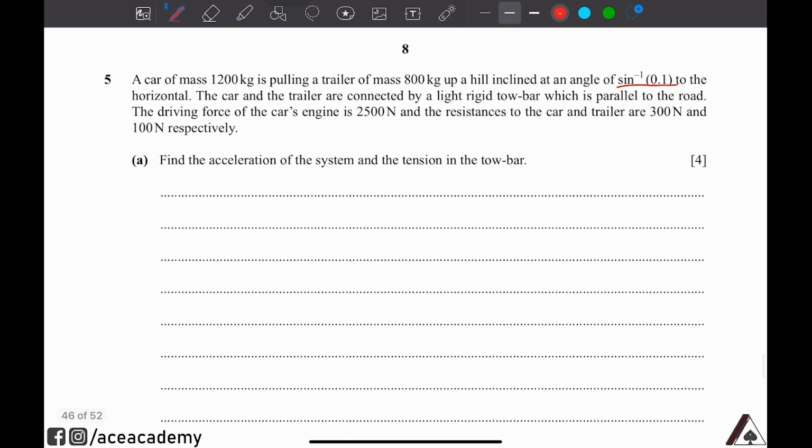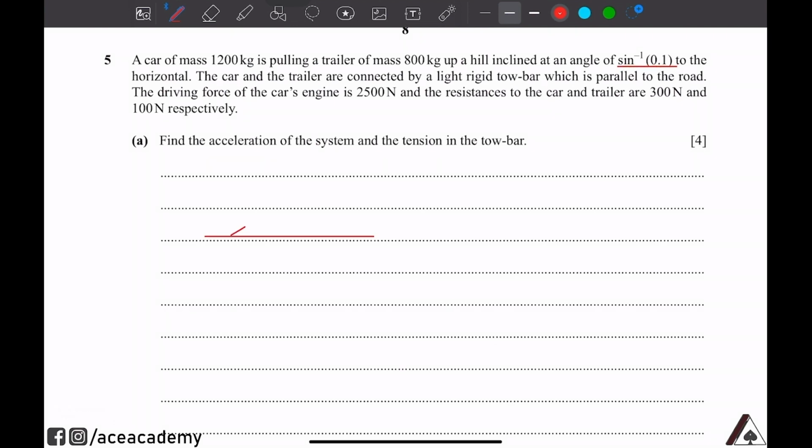Let's break it down by modeling it on a small diagram. That's our horizontal and this is our hill. This angle is sine inverse of 0.1. Our car and our trailer are connected by a tow bar. Let's draw all the forces on each of the particles. For the car, we have its weight, which is 1200 g, or well, 12,000. For the trailer, it's 8,000 newtons, and reaction forces on each of them.